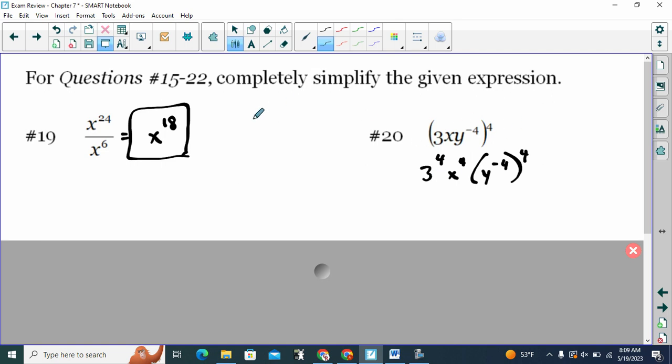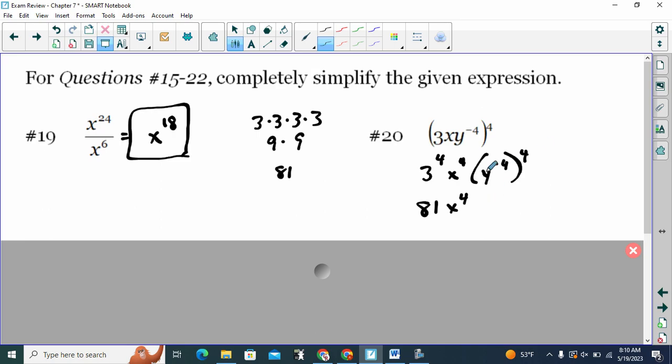3 to the 4th is 3 times 3 times 3 times 3. 3 times 3 is 9, 3 times 3 is 9, 9 times 9 is 81. X to the 4th just stays as is.